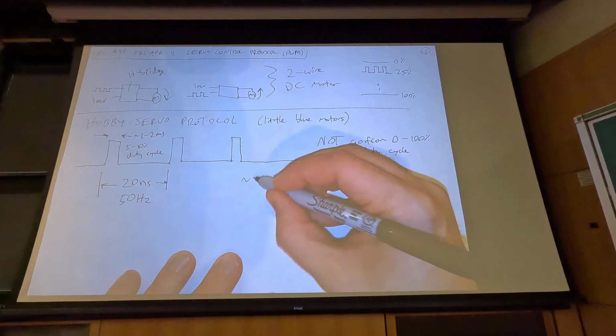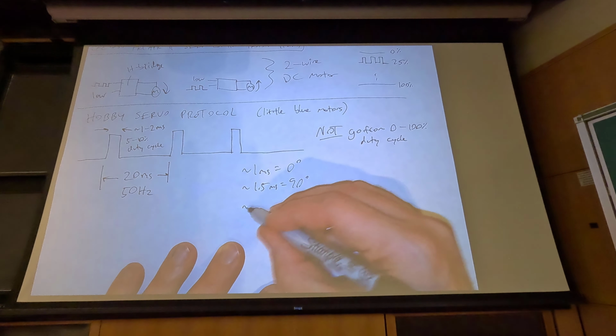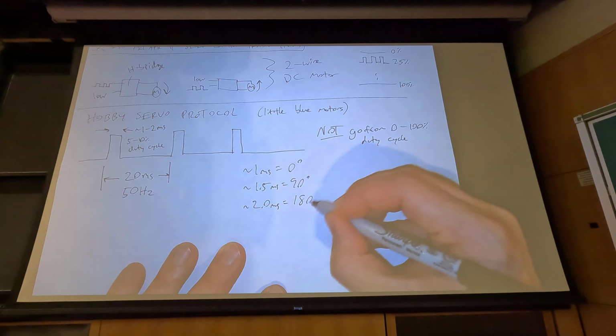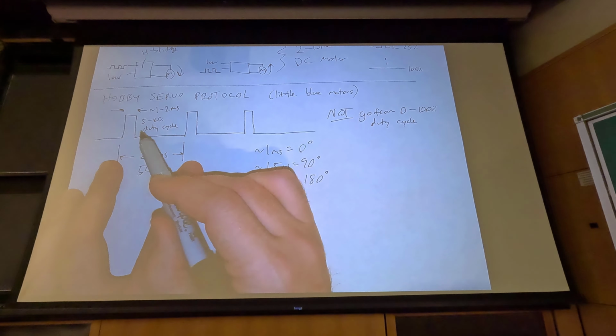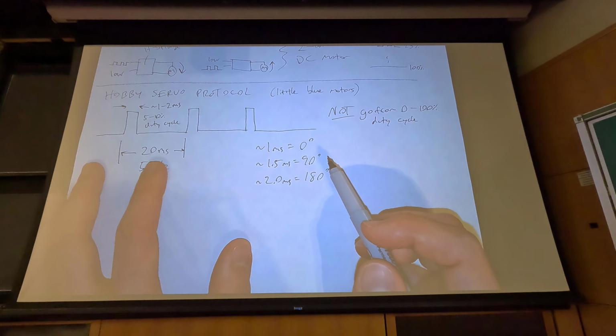Say, for example, roughly the 1 millisecond pulse is going to be 0 degrees. The 1.5 millisecond pulse is going to be 90 degrees. And 2 millisecond pulse is going to be 180 degrees. So the period or frequency of the signal, the distance between the rising edge of these positive pulses, is not changing, but the width of the positive pulse is what's controlling the angle of the servo. Okay?